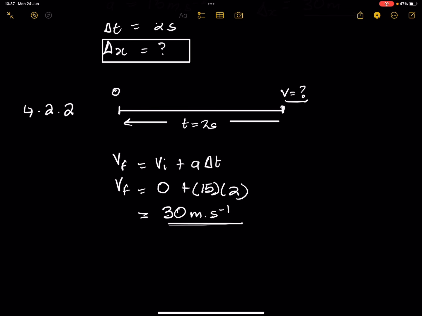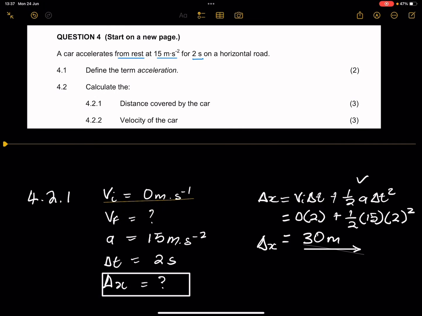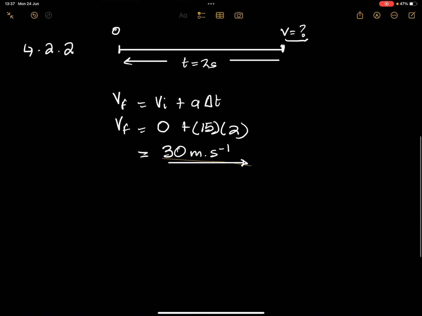And now, because the question said the velocity of the car, we were not told in what direction the car is headed, so we're just going to maintain the original direction, right? Note that velocity is a vector, so we do need to state direction as well.